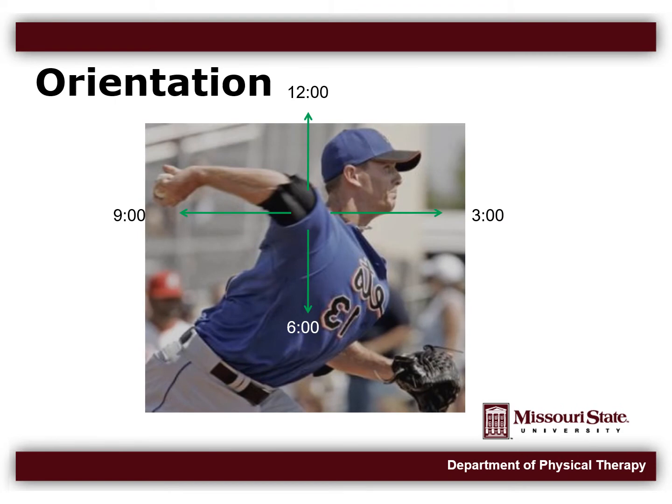We also use this orientation around the glenohumeral joint. So here's another circular clock face orientation, such that 12 o'clock is straight up, 3 o'clock is straight anterior, 6 o'clock is straight posterior, and 9 o'clock is the opposite side.